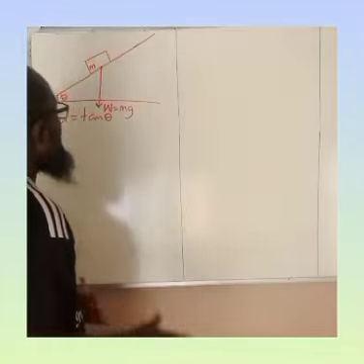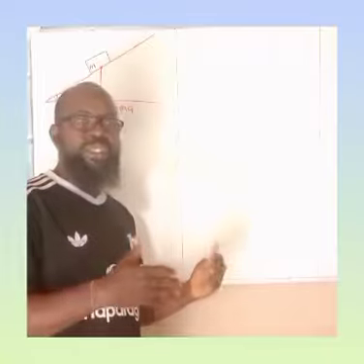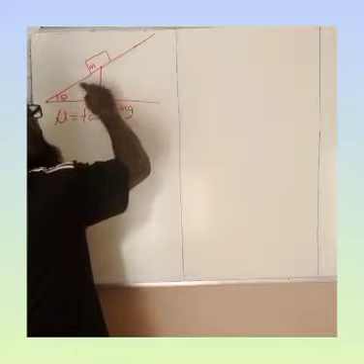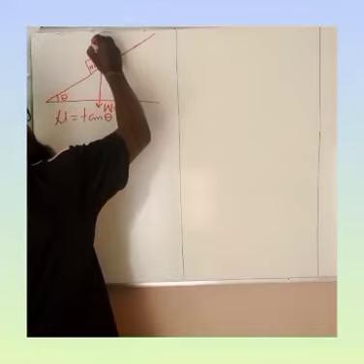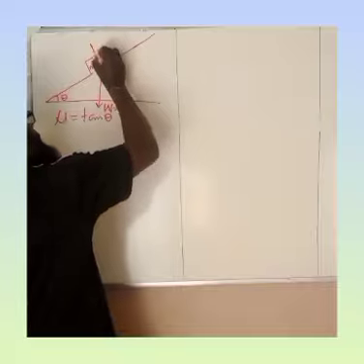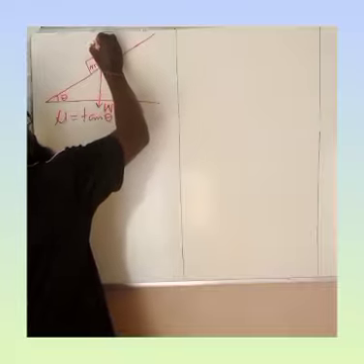Now, the next thing here is what? The normal reaction of this mass on the plane. The normal reaction will be acting perpendicular to this plane. That is, the normal reaction will be like this. It will be perpendicular to the plane. So this is the normal reaction.